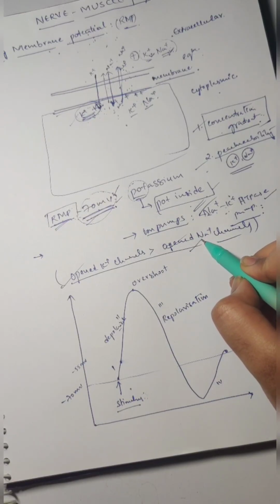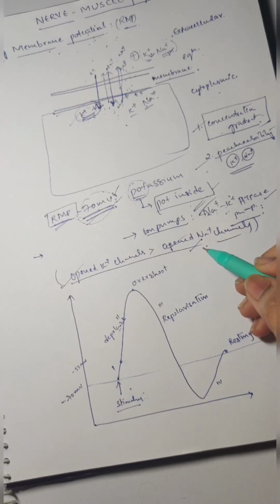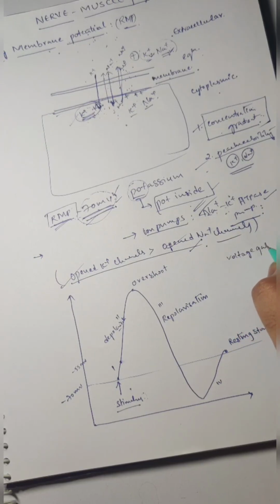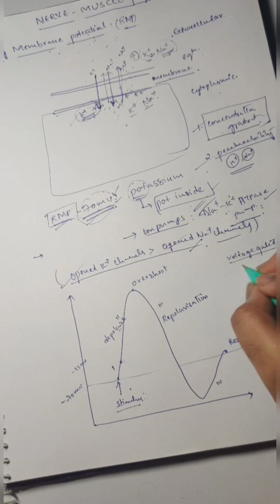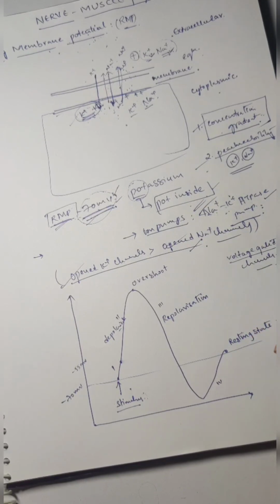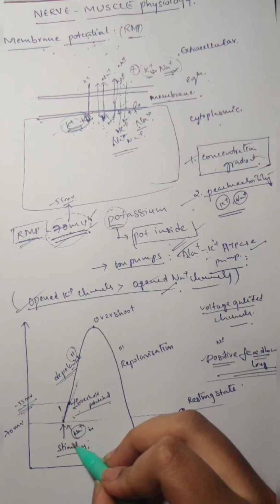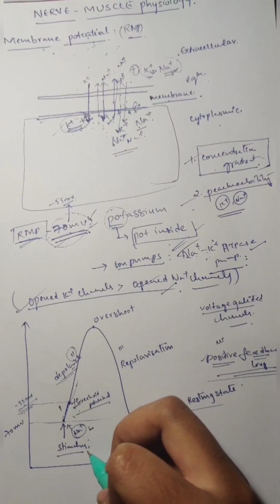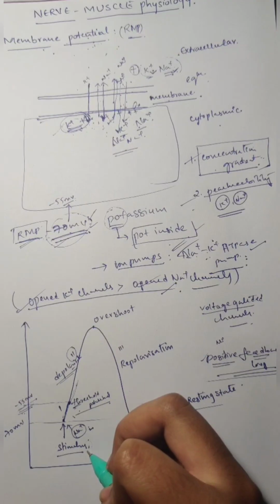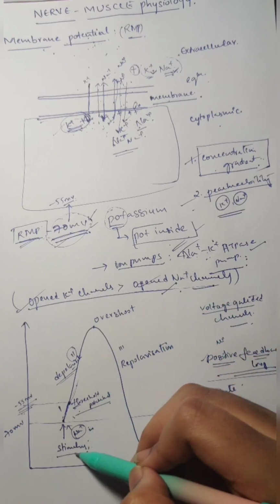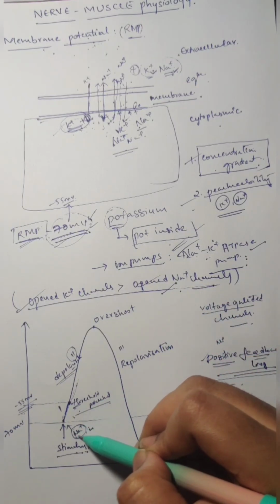The question that comes here is whether these channels are ligand gated or voltage gated. Now we talk about the voltage gated channels only. These are all voltage gated channels, not ligand gated channels. So when we give a stimulus to a resting potential neuron, the sodium channels are going to open.